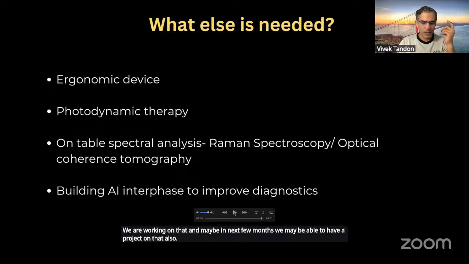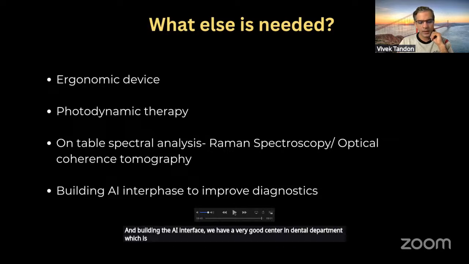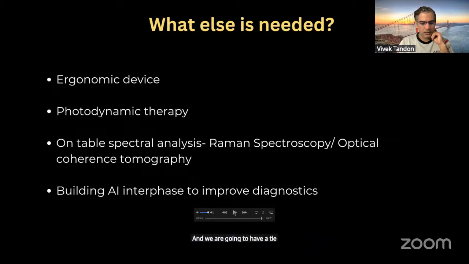And for building the AI interface, we have a very good center in the dental department, which is working on AI technology. We are going to have a tie-up with them and see how it goes there.